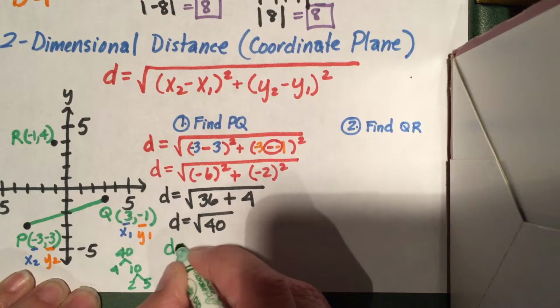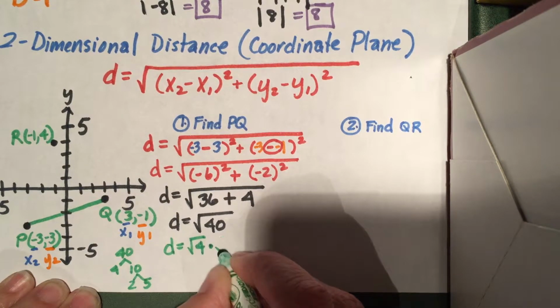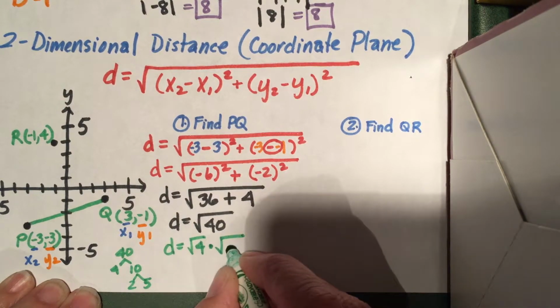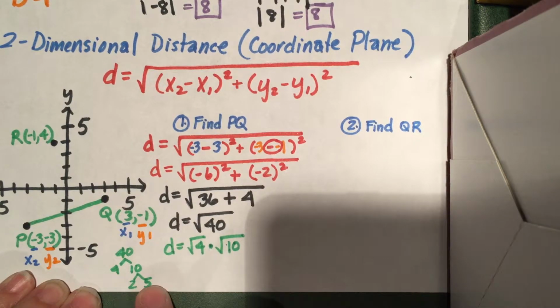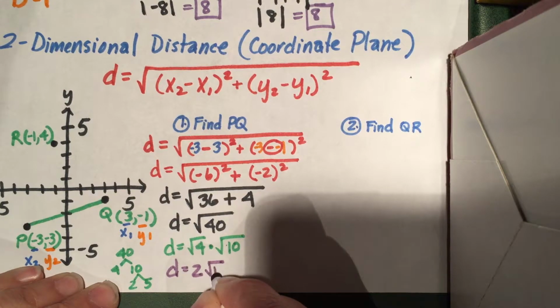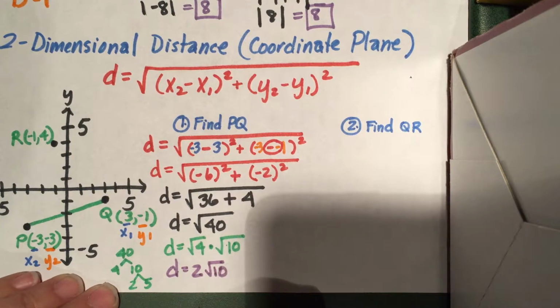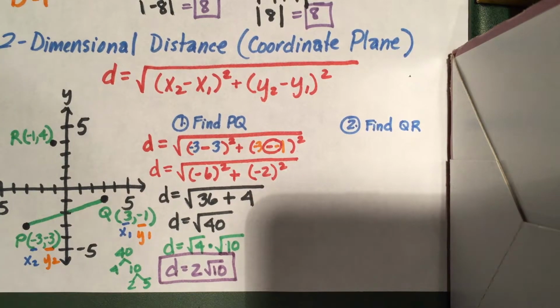So I can rewrite this as the square root of 4 times the square root of 2 times 5, which is 10. There are no pairs. So the square root of 4 is 2. And then I'm left with square root of 10 because that one doesn't have any perfect squares. And we're going to spend some more time on simplifying radicals at a later point. But that's just to kind of give you an idea of how to do it.